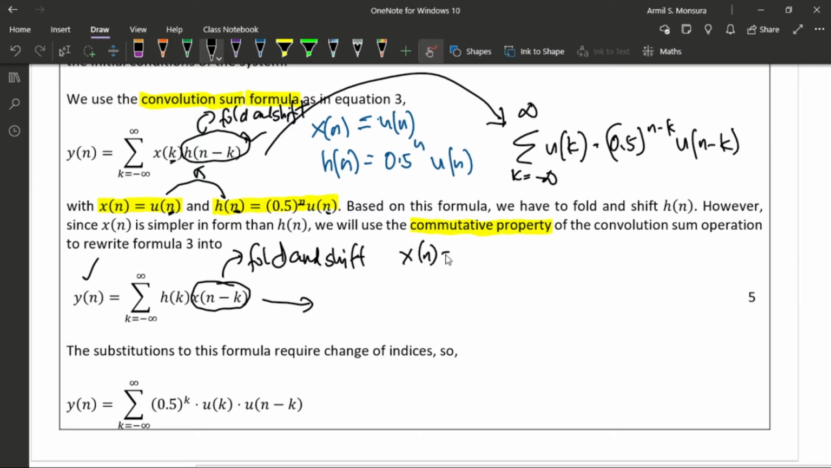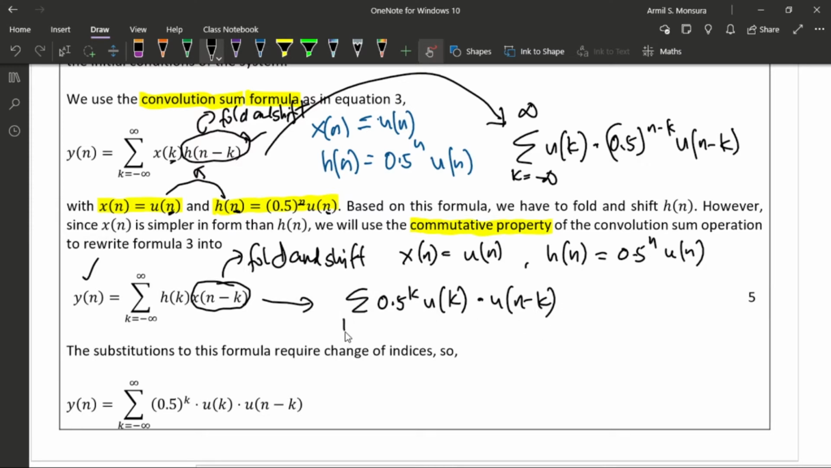na x of n, which is u of n, at saka yung h of n natin, which is 0.5 raised to n, u of n natin. Okay, this formula becomes the summation of 0.5 raised to k, u of k, times u of n minus k, for k equals negative infinity up to positive infinity. Okay. Ngayon, ikumpara niyo yun dun sa nauna natin ginawa. Ito. Let's compare that to this one.